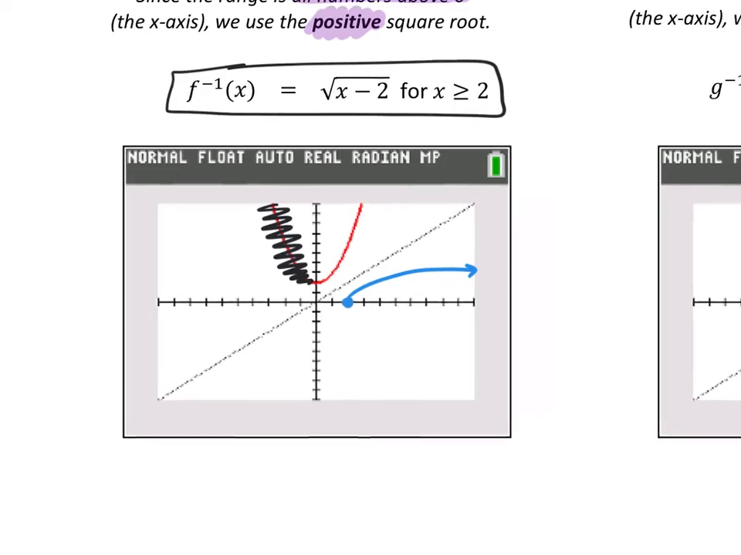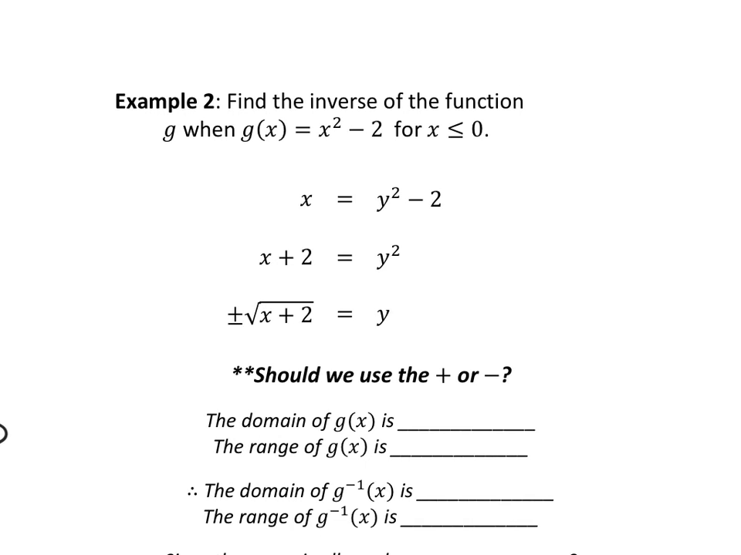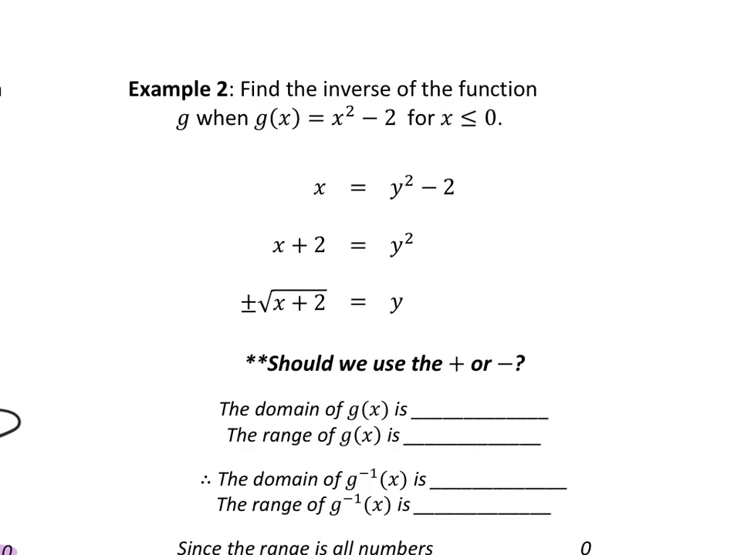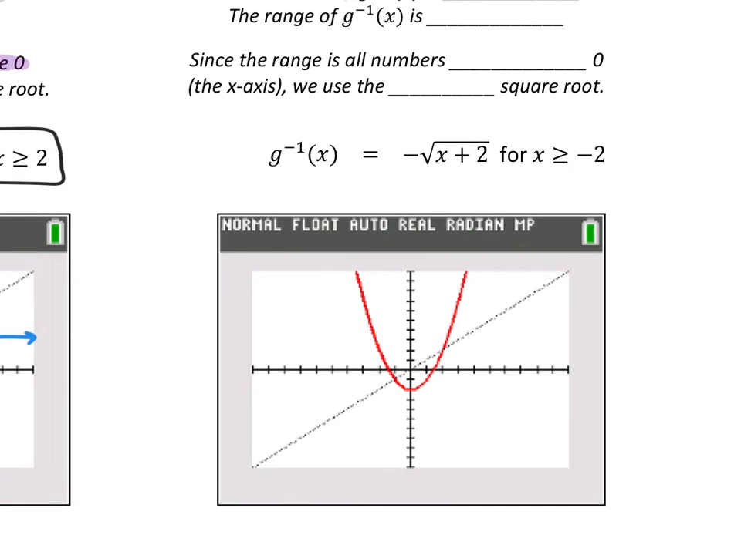Let's see another fully worked example, except I'm going to have you fill in some stuff on this one. This time it says find the inverse of a function g when g of x is equal to x squared minus 2 for x less than or equal to 0. So is this domain telling me that I'm using all of the positive x's or all of the negative x's? Negative. So we go down to our image. We're going to cross off all the ones that do not fit that domain, which is all these guys. Goodbye. We don't want to look at you because we only want half of this parabola. That's going to help us choose whether we want positive or negative later on.